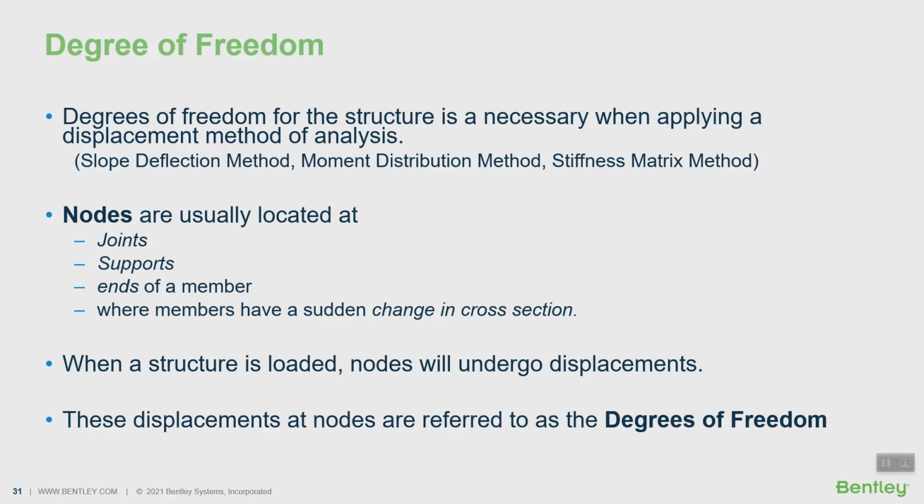The stiffness matrix method is also a displacement method of analysis, like the slope displacement method and moment distribution method. In all displacement methods, including the stiffness matrix method, finding the degree of freedom is very essential. Locations of joints, supports, ends of a member, or locations where the members have a sudden change in cross-section are identified as nodes, and these nodes undergo displacements when the structure is loaded, and the possible number of independent motion available at these nodes is known as the degree of freedom.